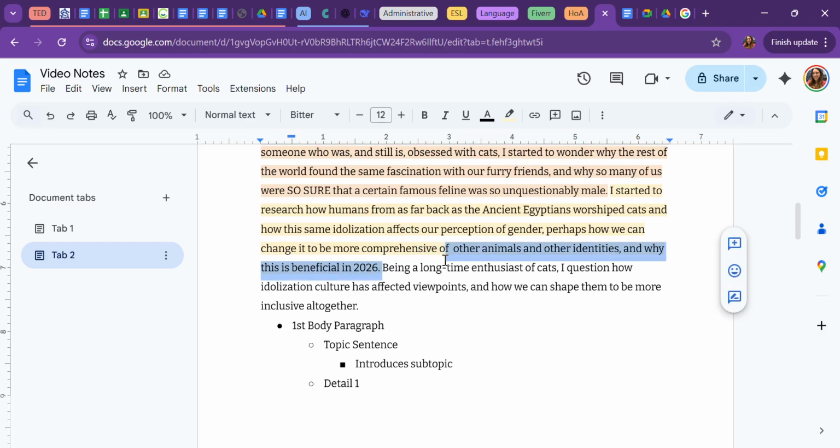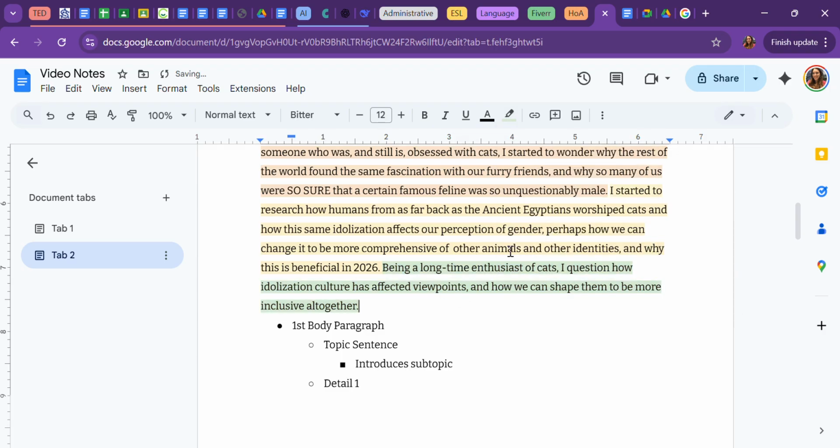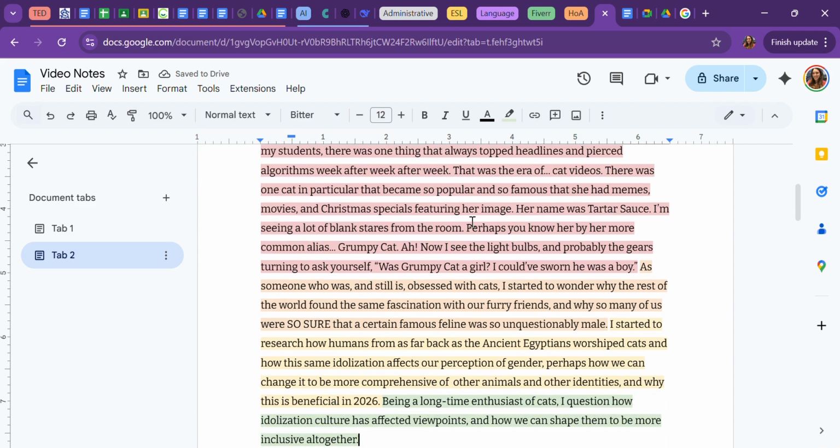And then lastly, here's my XYZ statement. X, being a longtime enthusiast of cats, that's my personal connection. Y, I question how idolization culture has affected viewpoints. That's my challenge in perspective. Z, and how we can shape them to be more inclusive altogether. That is my X, Y, and Z statement. So currently, there is no story in my introduction. It's just the introduction.